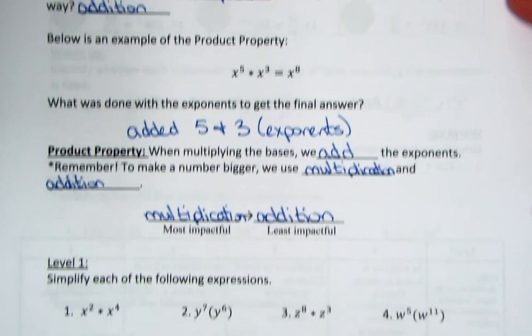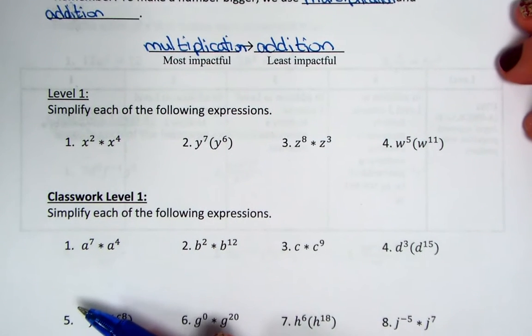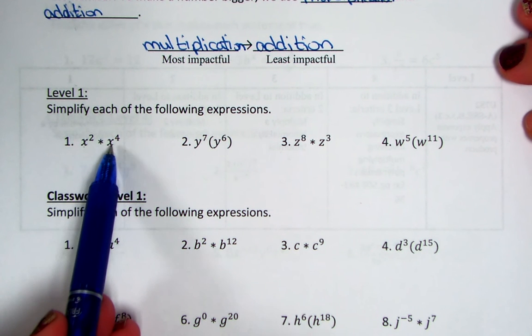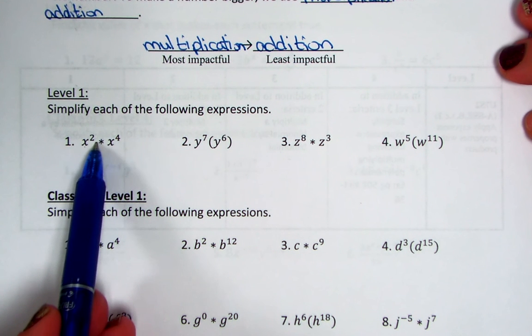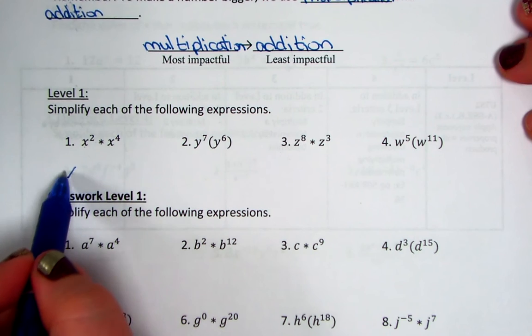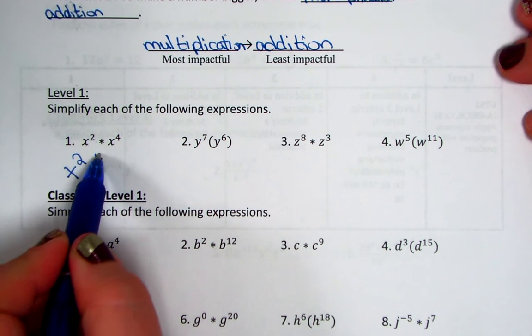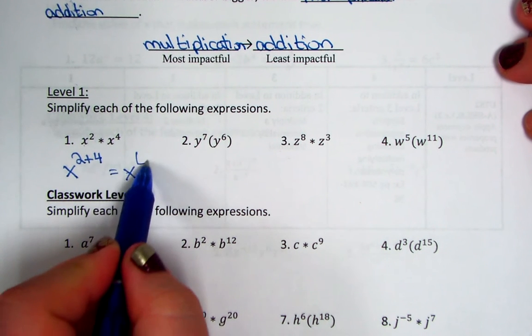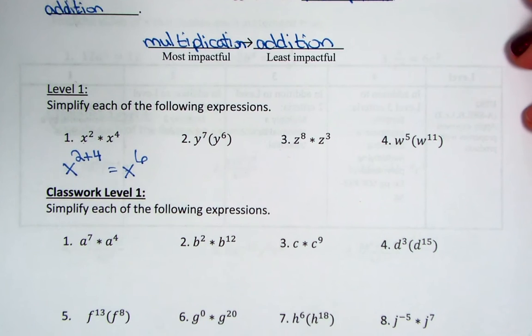Let's take a look at this example. Down in level 1, we are asked to simplify the following expressions. I notice that I have 2 bases here and they're being multiplied. So that means that their exponents, 2 and 4, will be added together. So we have x to the 6th power.